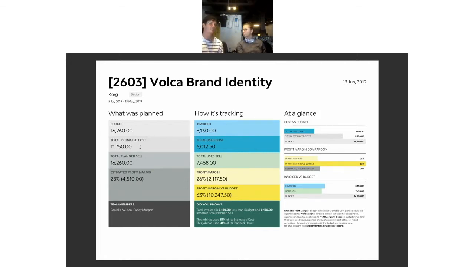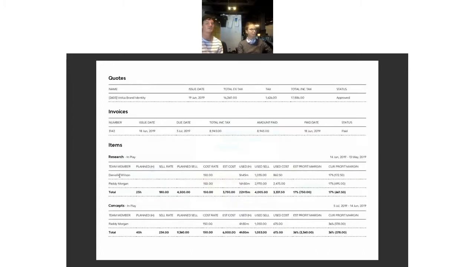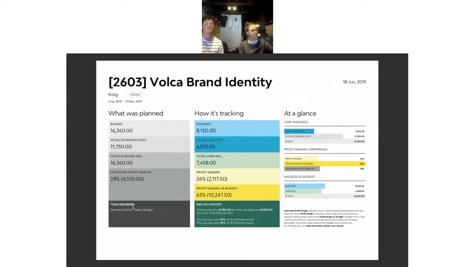So maybe that's a good thing to do: if you generate this report and you notice that the total estimated cost isn't looking that crash hot, you can always come down and have a look at your team members. That might explain why or why not that's the case, if they haven't been assigned yet.